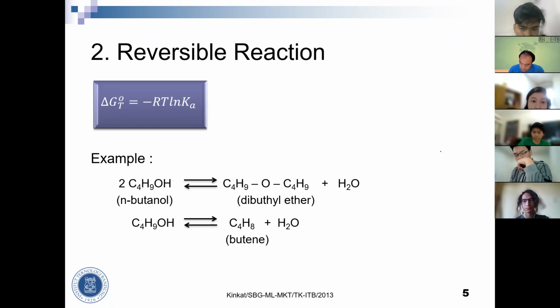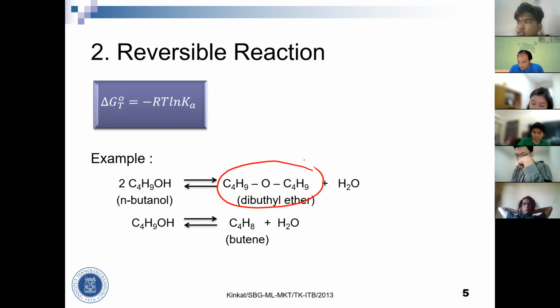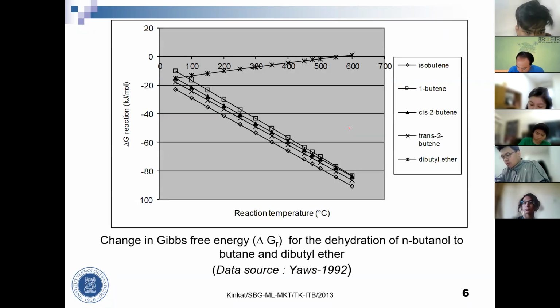So from the thermodynamic reaction, let's say our product is this. We want to produce dibutyl ether. So from the thermodynamic reaction, we need to find a suitable condition, such that more butanol is converted to produce dibutyl ether compared with butane. Gitu. How to evaluate it? We can evaluate it by the thermodynamic data. Gitu. Nah, this is the data.